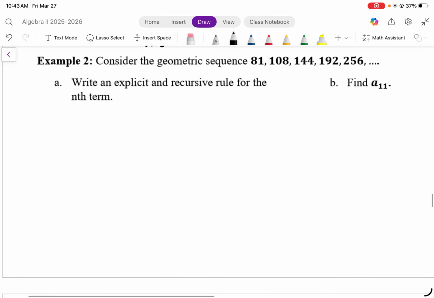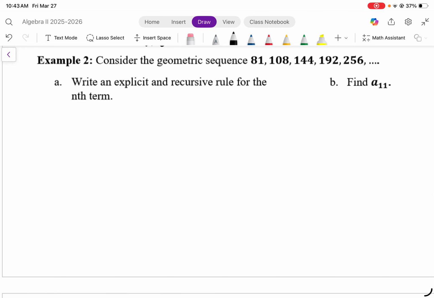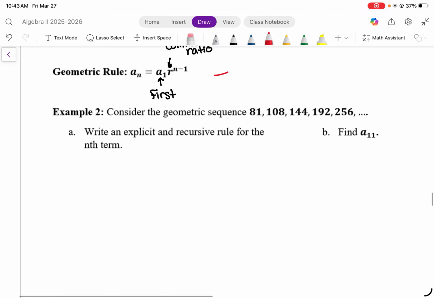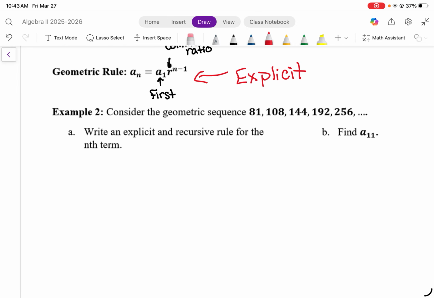You will need to know when to use it and how to use it though. All right, so for example number 2, we're going to consider the geometric sequence 81, 108, 144, 192, 256. They want us to write an explicit and recursive rule for the nth term. Okay, so this rule they give you, that is the explicit. That will be on your formula sheet. The recursive rule will not be on your formula sheet. That one you have to memorize how to do.